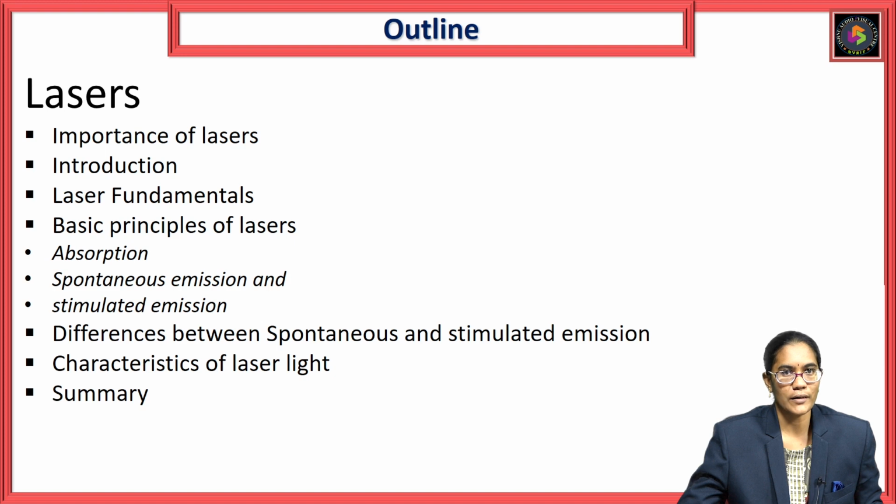There are three important parameters for lasers, and I'll explain those. After that, the basic principles of lasers. In lasers, the photons interact in three ways: absorption, spontaneous emission, and stimulated emission. After that, I'll discuss the differences between spontaneous and stimulated emission. Then the characteristics of laser light. There are four important characteristics in lasers which differentiate them from ordinary light. And finally, I'll summarize today's class.